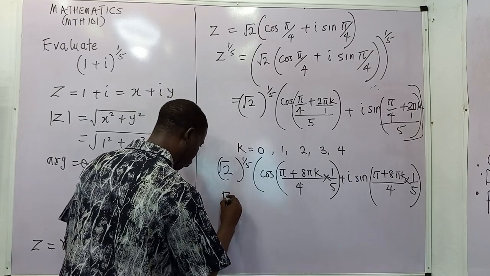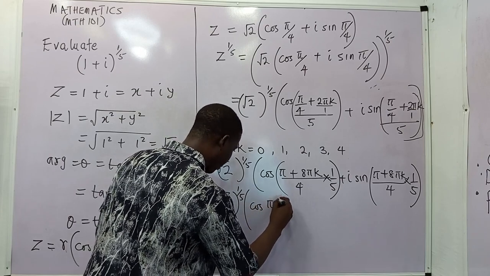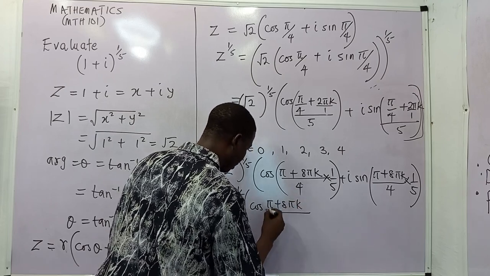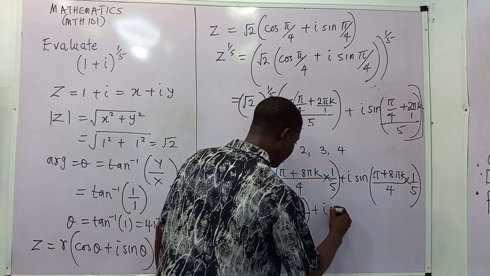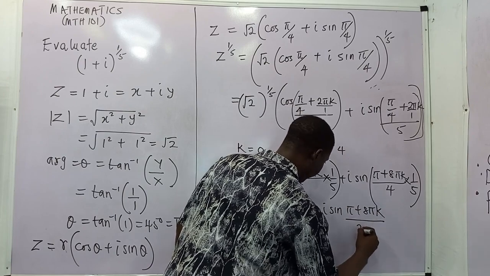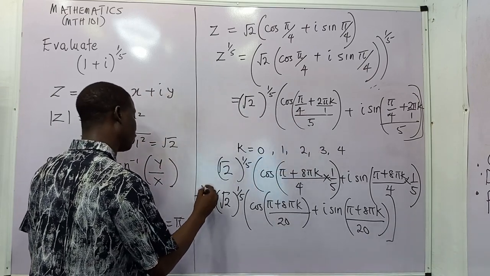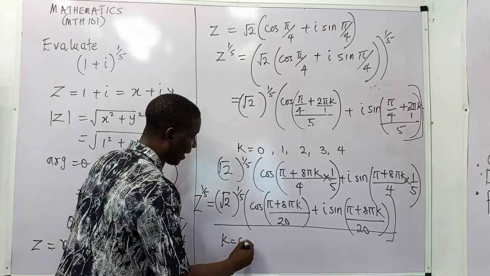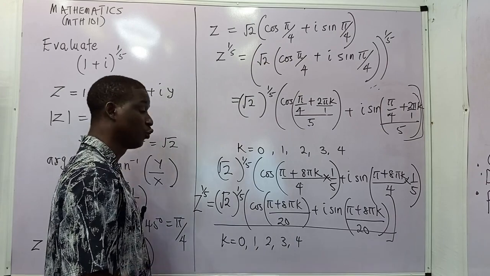So the final answer is the square root of 2 raised to 1 over 5, cos of pi plus 8 pi k all over 20, plus i sine of pi plus 8 pi k all over 20. This will be your answer for the fifth root. It now depends on your k. Don't forget to take values of 0, 1, 2, 3, 4, because it's the fifth root we are looking for.